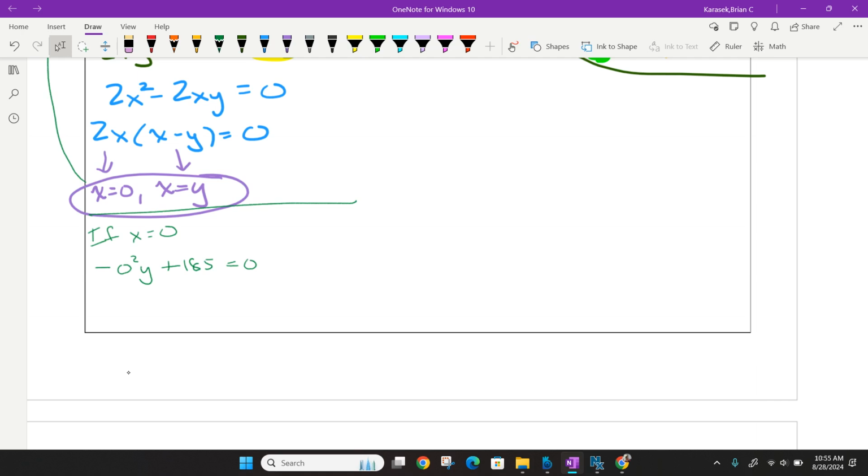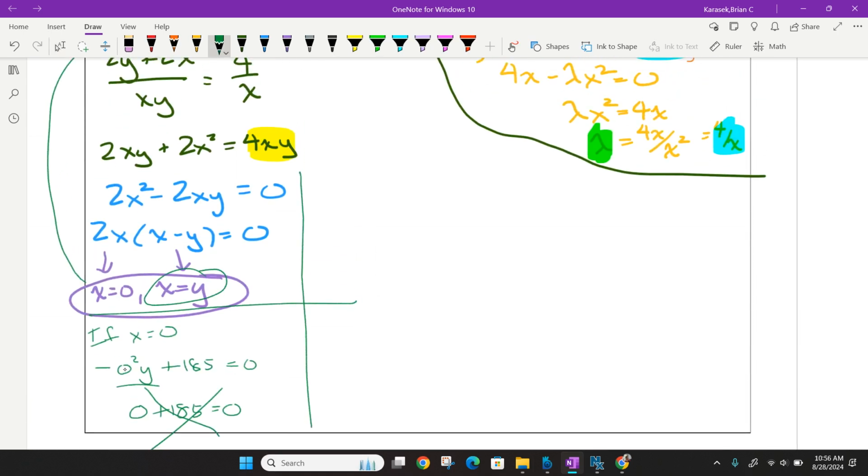Now, I don't know about you, but isn't this 0? And how could 0 plus 185 equal 0? That just doesn't make any sense to me. So while it is an algebraic solution, it is not an actual solution to the system. We have a fancy name for those things. We call those extraneous solutions. All right, so that one's out.